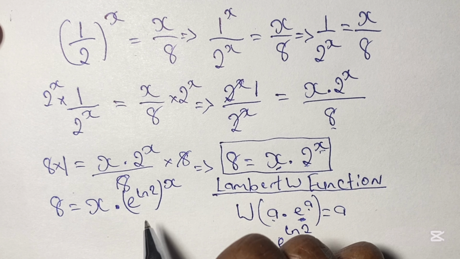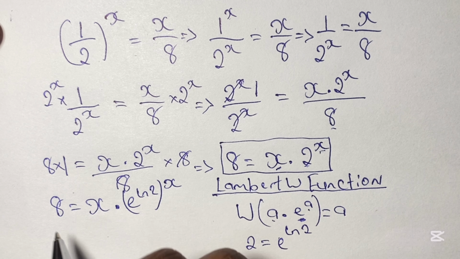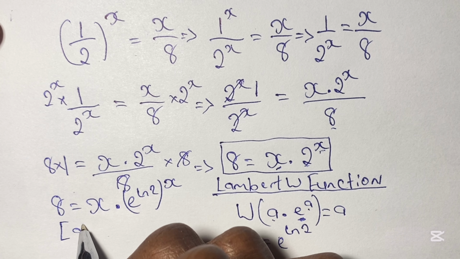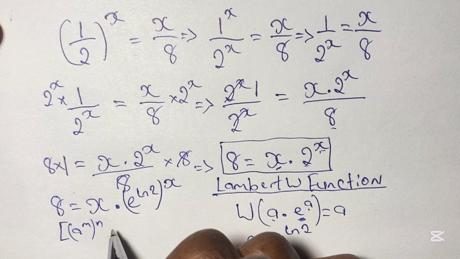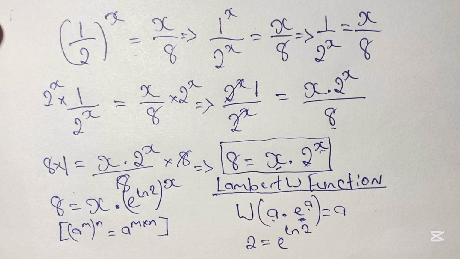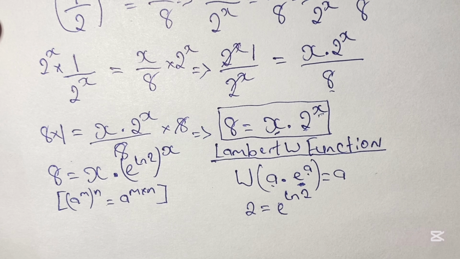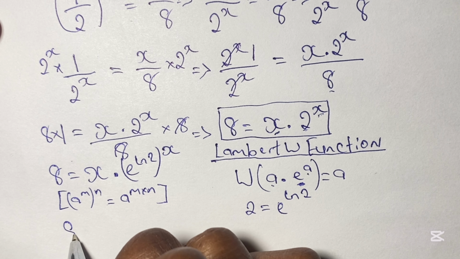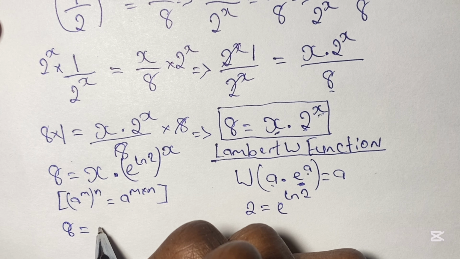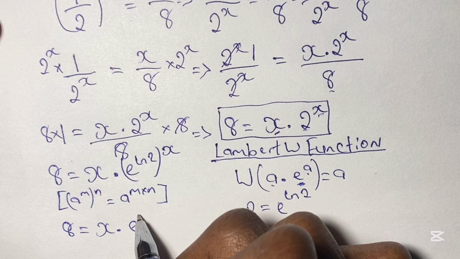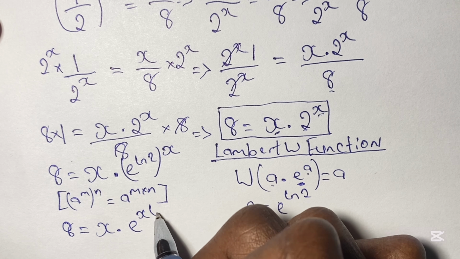Now according to our laws of indices, whenever we have a power in brackets raised to another power, such as a to the power of m in brackets raised to the power of n, this is the same as saying a to the power of m times n. So with this understanding, we rewrite our equation as follows. So we have 8 is equal to x times e to the power of, and we multiply our powers. So we have x times ln 2.